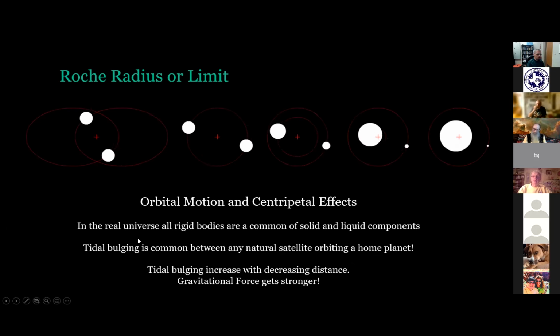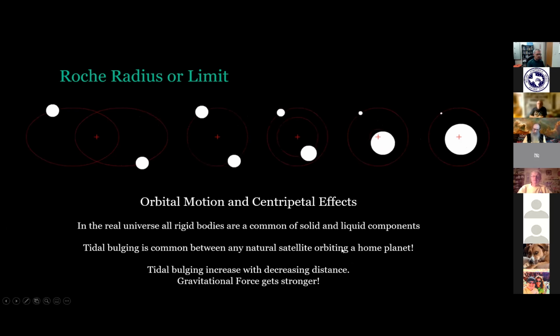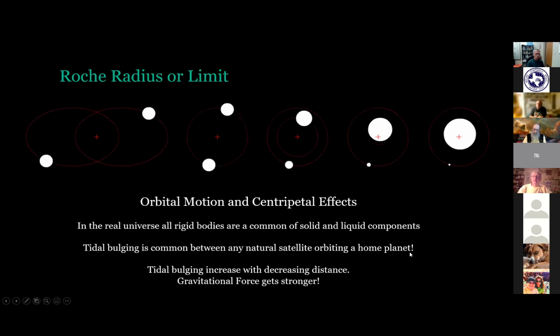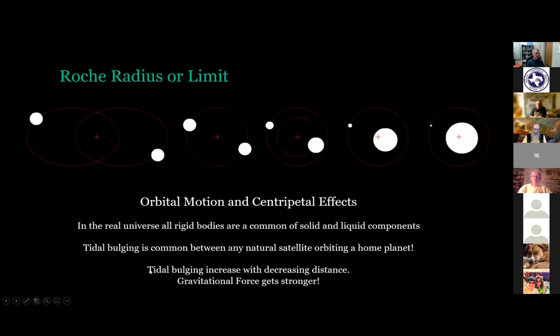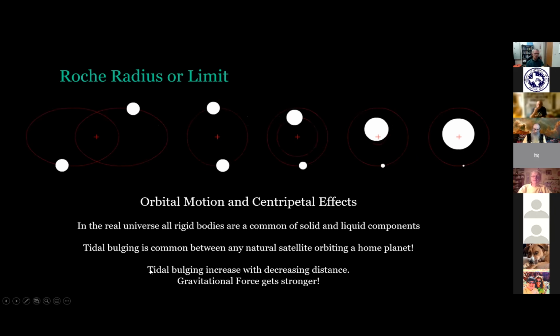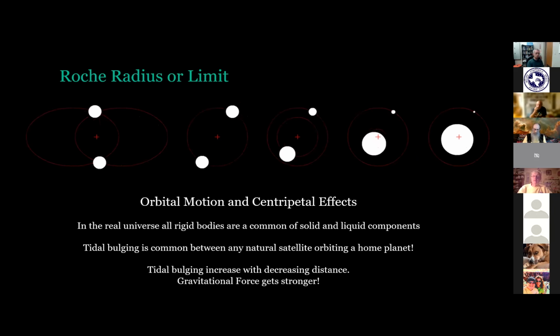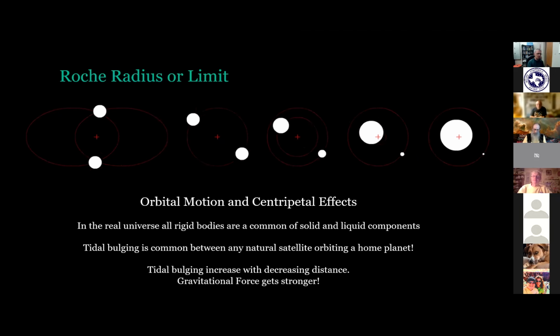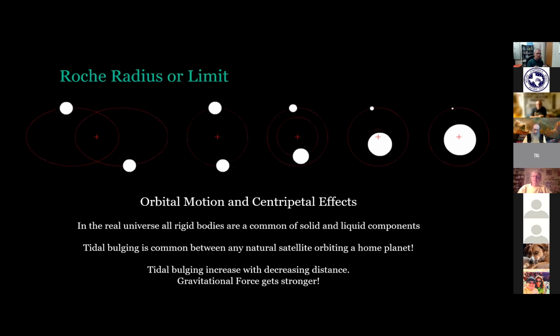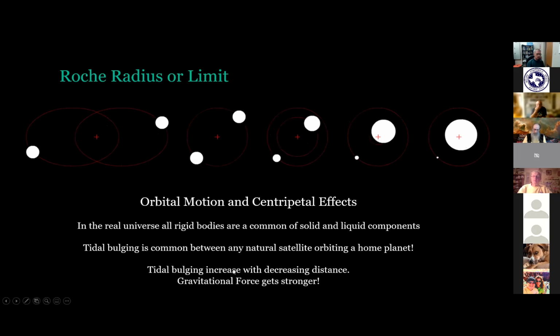And when we have tidal bulging, it's common among any natural satellite orbiting a home planet or any planet orbiting around a star. So if we get a planet orbiting too close to a star, it's going to tear apart and form a ring of debris around that star. The same thing, if a moon gets too close to a planet, it will tear itself to pieces and form a ring around the planet itself.